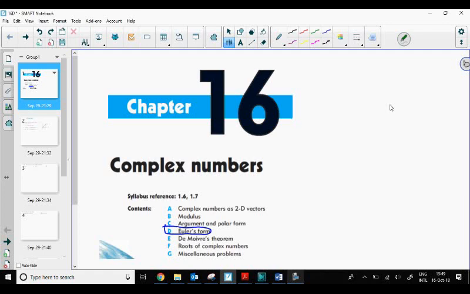Alrighty, welcome to 16D Euler's form. In previous videos, we said that we always want to write a complex number z in Cartesian form, which is a plus bi form, unless we were writing it in modulus argument form or polar form, unless we were writing it in this brand new one called Euler's form, which we're going to see in a minute is e to the power of i theta.